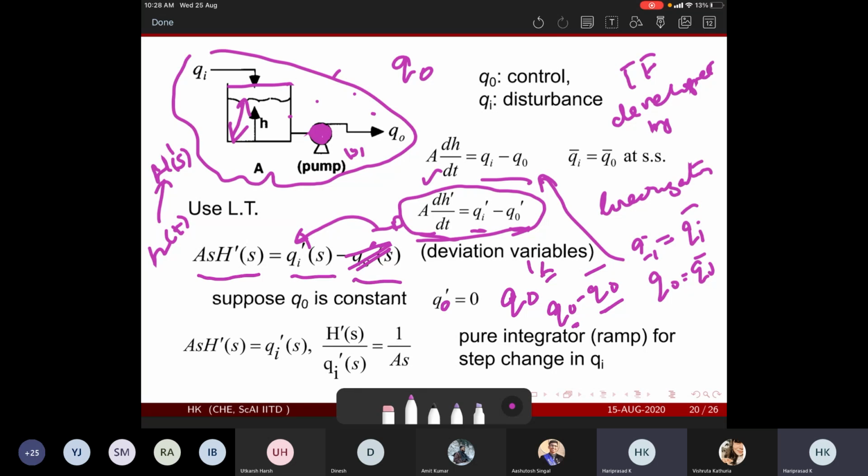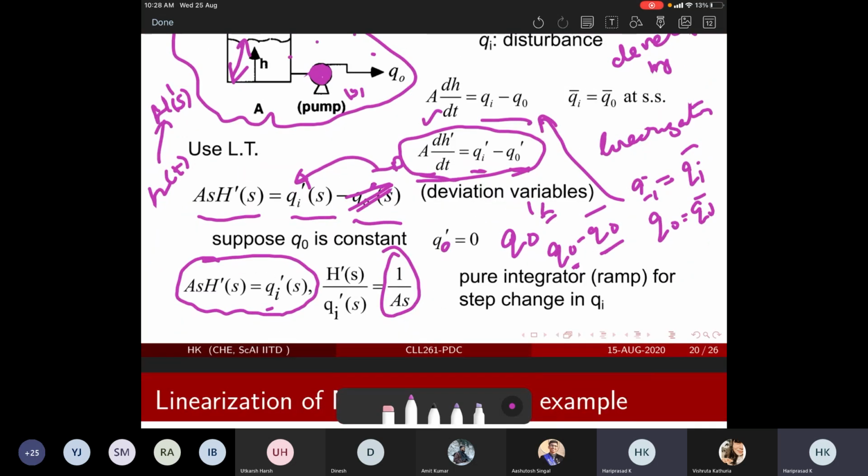So your simplified equation is A s H'(s) = Qi'(s). Now you want to figure out a transfer function between h and q: H'(s)/Qi'(s) = 1/(A s). Here we never used a linearization, and we will see it in the second case. This particular type of transfer function is called an integrator because it contains 1/s.